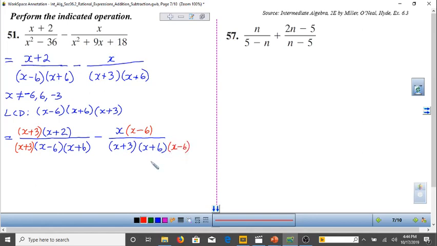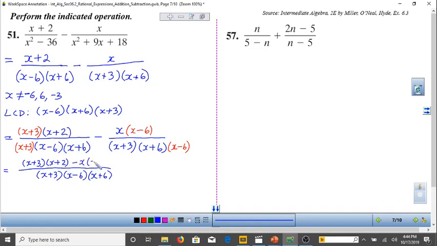Now we move on to the next step, which, now that the denominators are exactly the same, I'll just write it as one denominator, x plus 3, x minus 6, x plus 6. It doesn't matter what order I write the factors in because of the commutative property of multiplication. Now I'm going to distribute the x plus 3 multiplied by the x plus 2, and I'm going to distribute that negative x to the x minus 6.